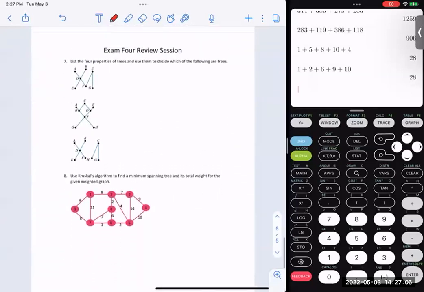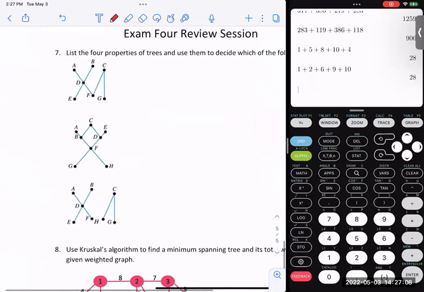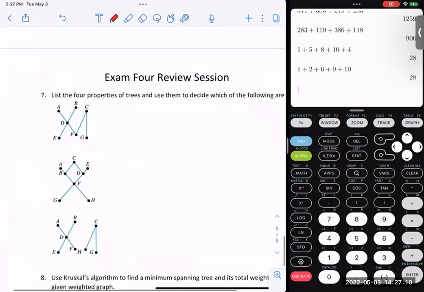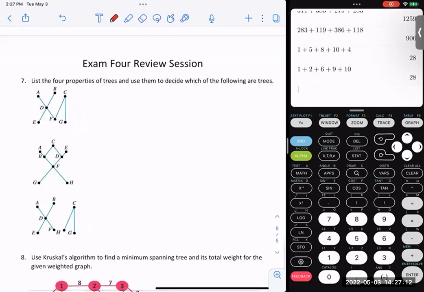All right, so the last examples that I have ready for us here are on trees. This is just asking us to list the 4 properties of trees and then use them to decide which of these graphs are considered trees or not. So you do want to make sure you know the properties. In order to be a tree, your graph has to be connected. Your graph cannot have any circuits.